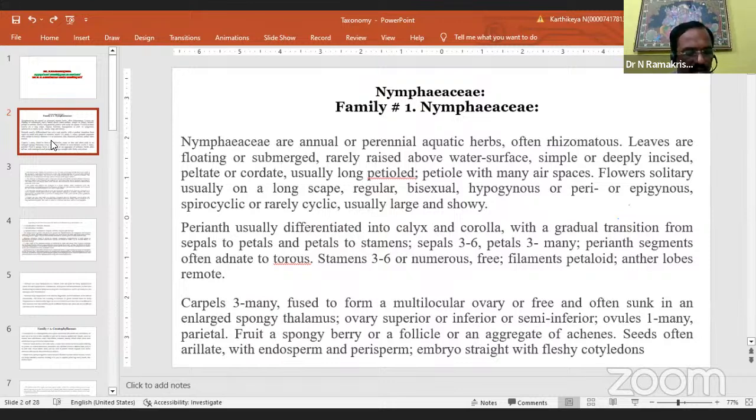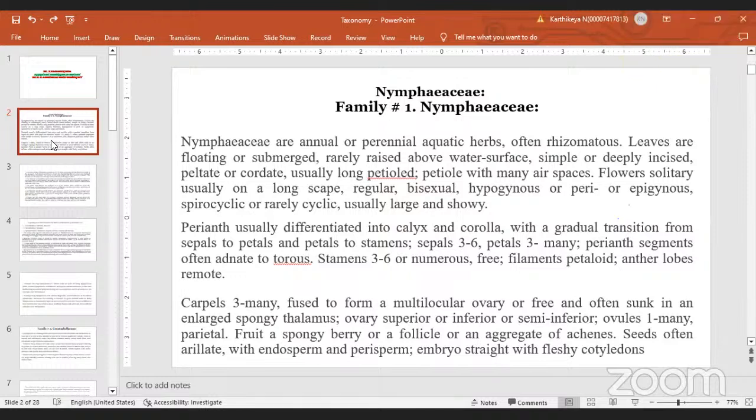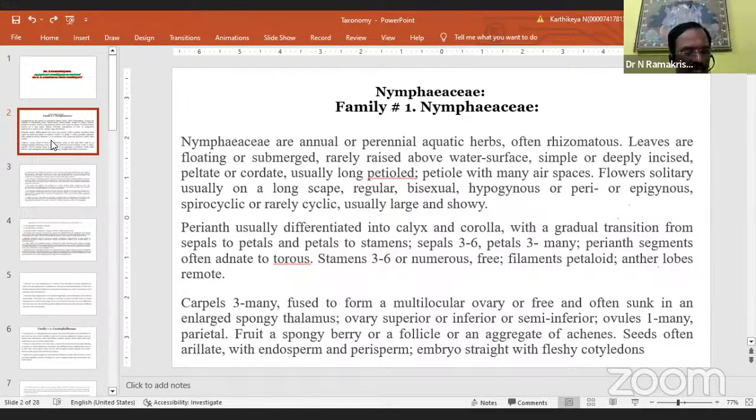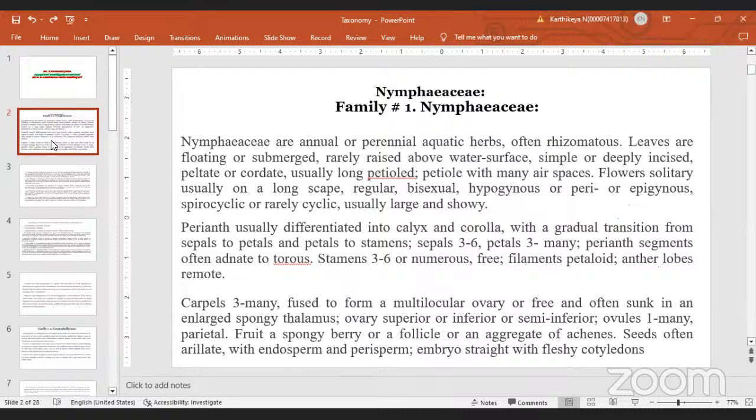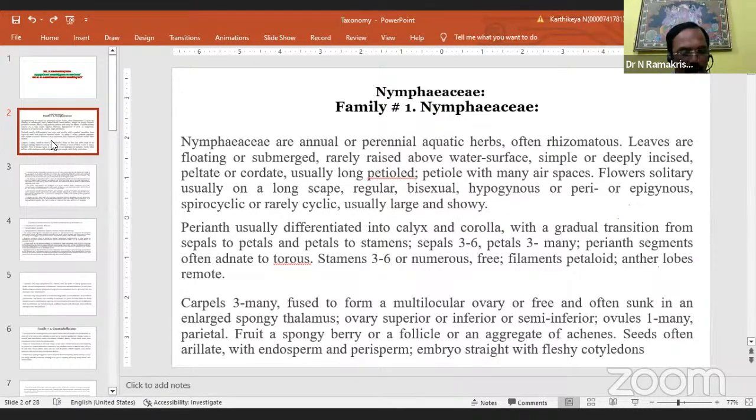One is rib meristems. What is the meaning of rib meristems? In leaves, veins. The cells of the rib meristems divide only anticlinally, at right angles to the surface of the apex of growing regions. We call that rib meristems.